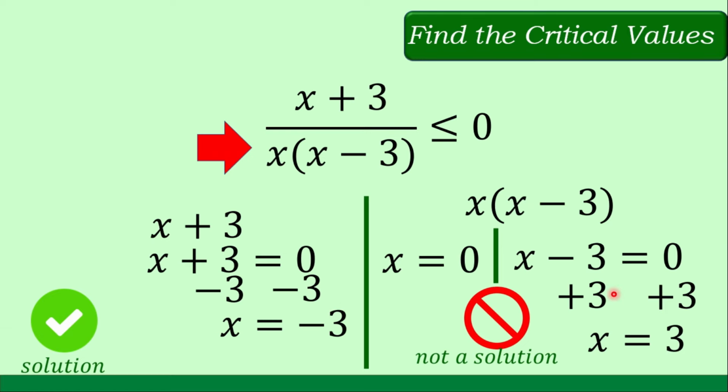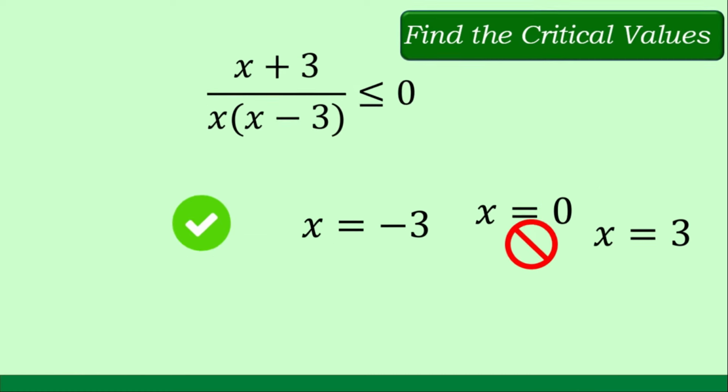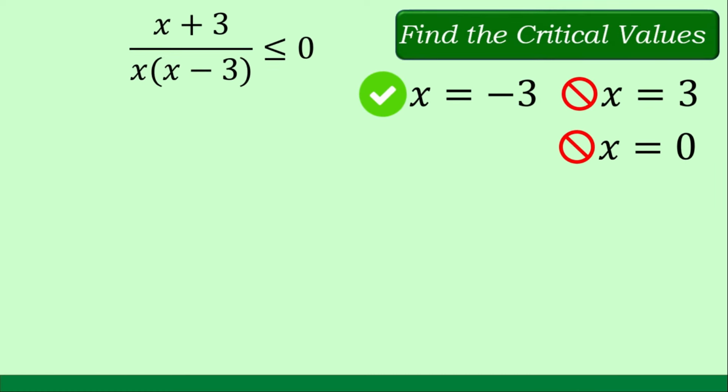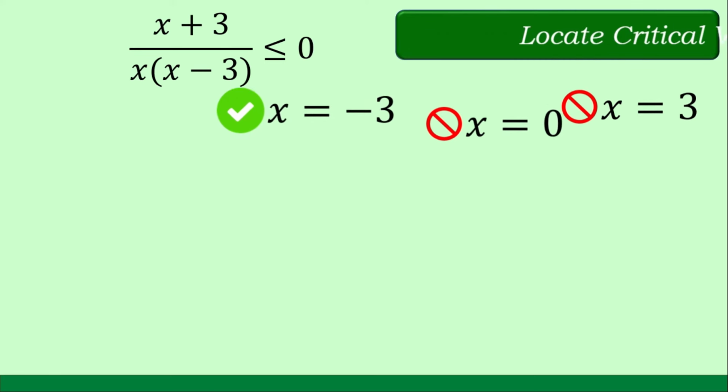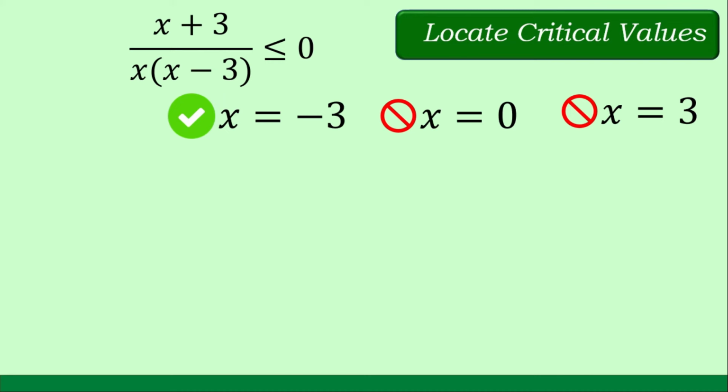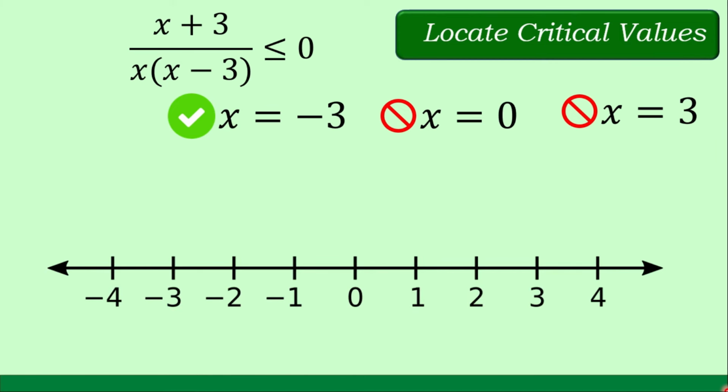And we have 0 and 3, both are not part of the solution. So those are our critical values. We have negative 3, 3, and 0. Now for the next step, we are going to locate the critical values. What I'm doing here is I arrange from the least to the greatest value because in our number line, that will be useful. So let's start locating negative 3.